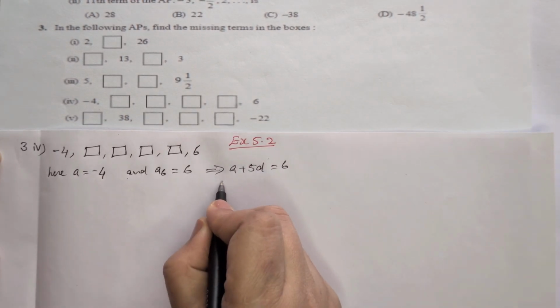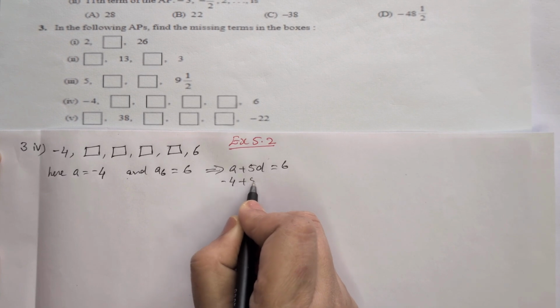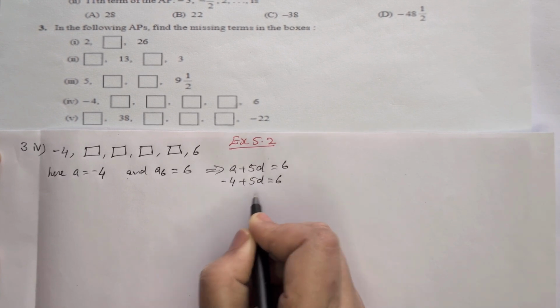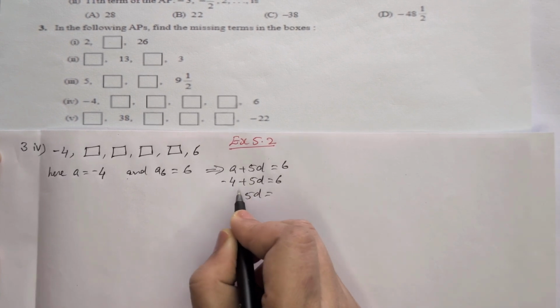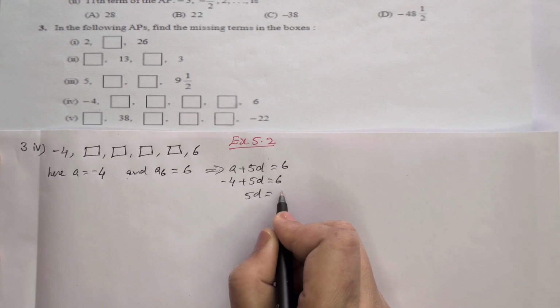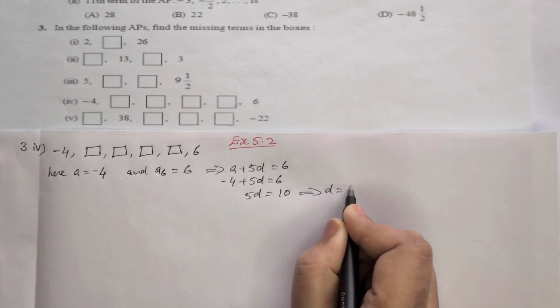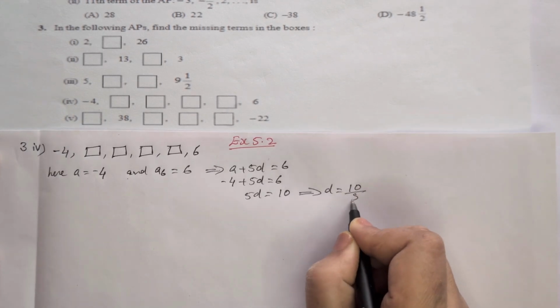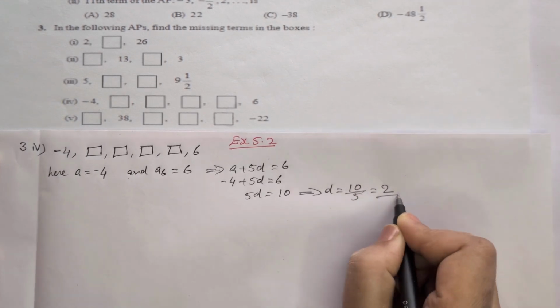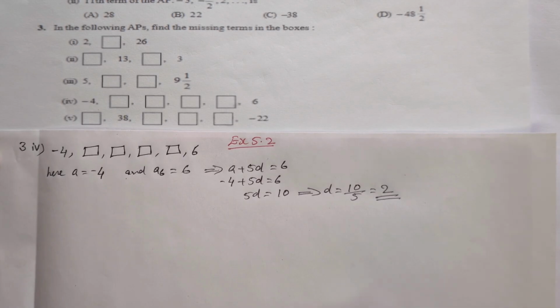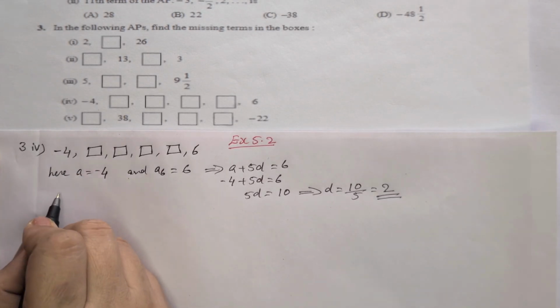a is here given as minus 4. Minus 4 + 5d = 6. That means 5d = 6 + 4, taking minus 4 to the other side, that will come 10. Which implies d = 10 by 5 = 2. Now we got d equal to 2.